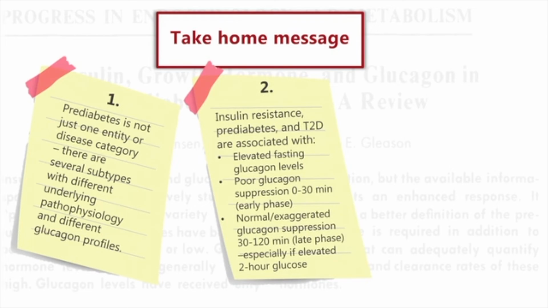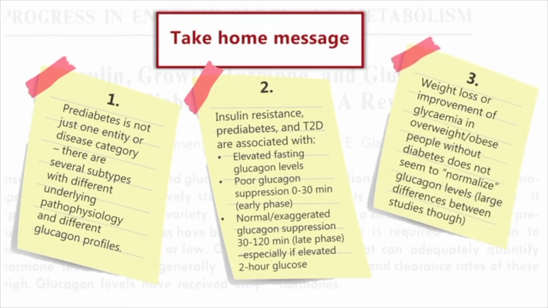We know from this large study that insulin resistance and prediabetes and also type 2 diabetes is associated with elevated fasting glucagon levels, also a poor glucagon suppression, at least in the early phase after an OGTT, but normal or even exaggerated glucagon suppression in the late phase towards the 2-hour value, and especially in people who have elevated 2-hour glucose, either as prediabetes or type 2 diabetes.